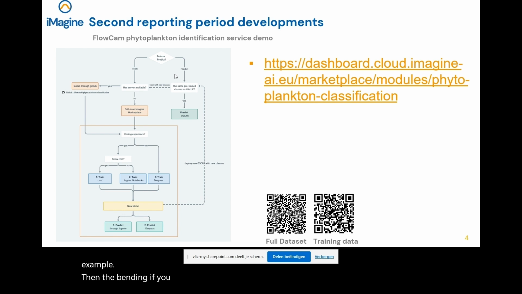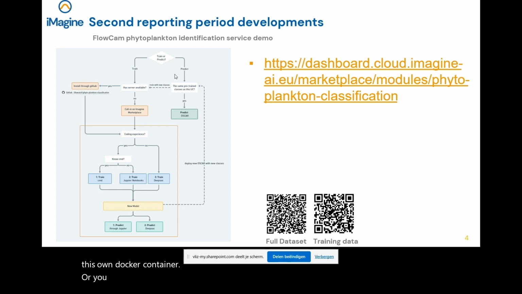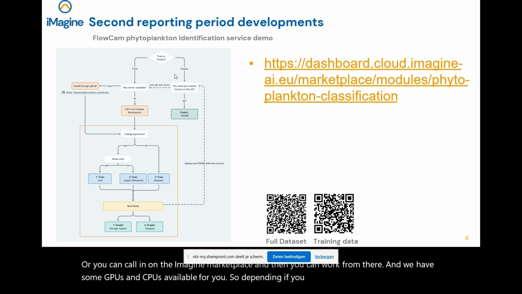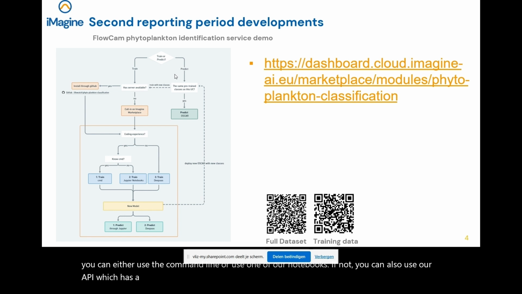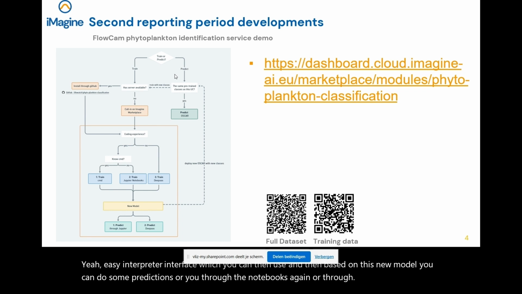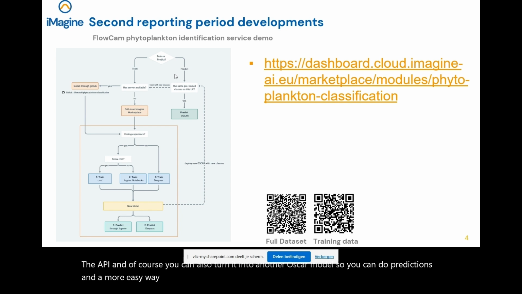And then depending if you have a server or not, you can either install it through GitHub if you have a server, and start doing this installation so you have it working in your own environment, in your own Docker container. Or you can call in on the iMagine marketplace, and then you can work from there, and we have some GPUs and CPUs available for you. So depending if you have coding experience, yes or no, you can either use the command line or use one of our notebooks. If not, you can also use our API, which has a more easy interpreter interface, which you can then use. And then based on this new model, you can do some predictions, either through the notebooks again, or through the API. And of course, you can also turn this into another OSCAR model, so you can do predictions in a more easy way. And this OSCAR can be used through Python scripts or just through the website interface.